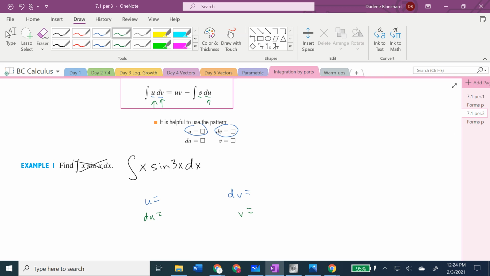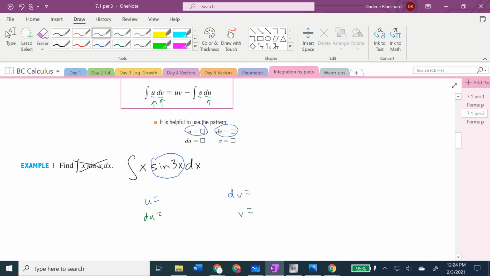There's certain types of problems that tend to show up. This is what is often called a type 1. A type 1 is when you have a polynomial multiplied by a sine or a cosine, or an exponential function. When that happens, I want you to think for a moment.